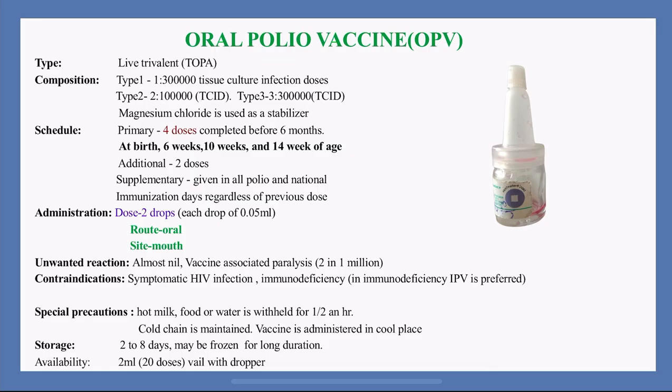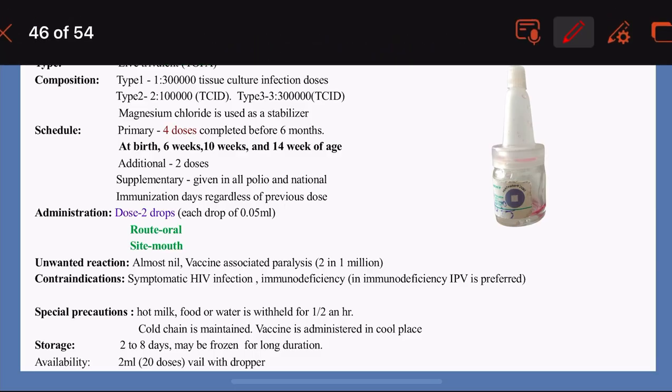Let us discuss the oral polio vaccine. The oral polio vaccine is a live trivalent vaccine. The composition: we have OPV type 1, type 2 and type 3. Type 1 is 10^6 tissue culture infective doses, type 2 is 10^5, and type 3 is 10^5.8. Magnesium chloride is used as a stabilizer in oral polio vaccine.